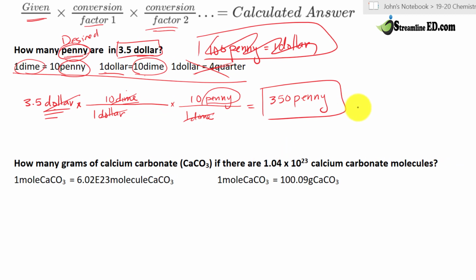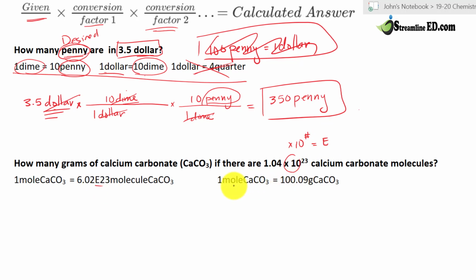Now let's apply this same concept in chemistry. In this case, how many grams of calcium carbonate are there if there are 1.04 times 10 to the 23rd calcium carbonate molecules? Remember, this times 10 to the something can be expressed as the capitalized E. So that's what we're going to use here.